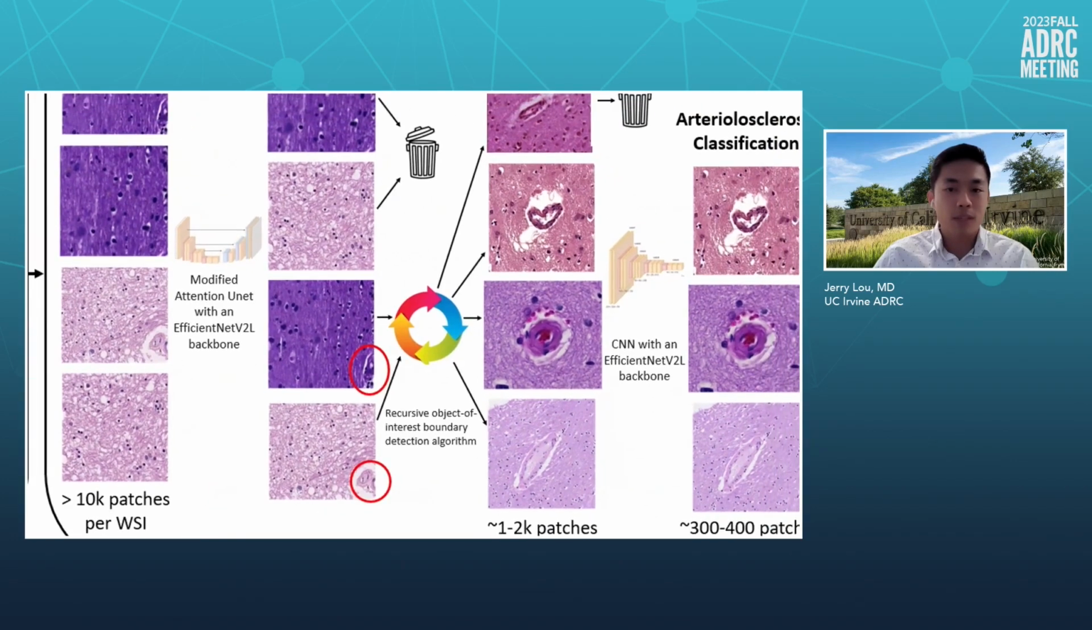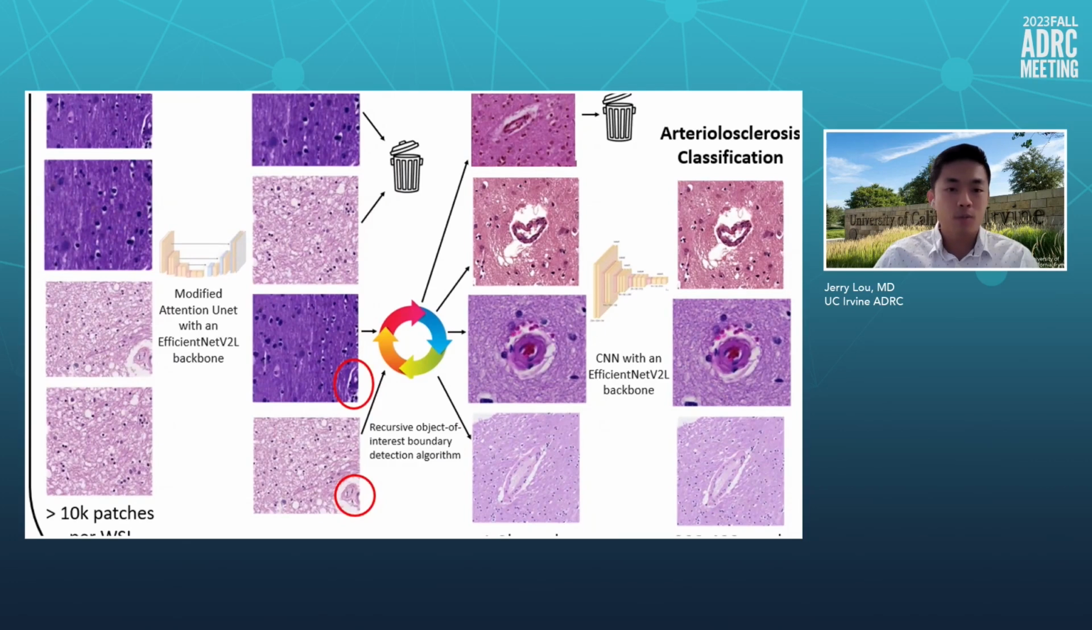And finally, we take the patches that contain vessels and we put them through a recursive object of interest boundary detection algorithm. It uses the neural network to detect the object, and then we slowly try to create a new patch with the object a little bit closer to the center. And this is repetitively done until the object is now in the center of the patch. And the main reason we're doing this is that in some patches, we notice that the object of interest can be on the side of the patch. There can be a different angle of it. The object can be cropped as well. And overall, we hypothesize this decreases the model performance.